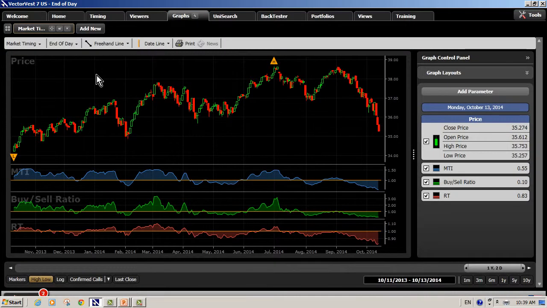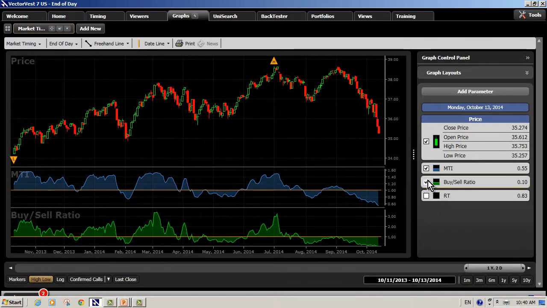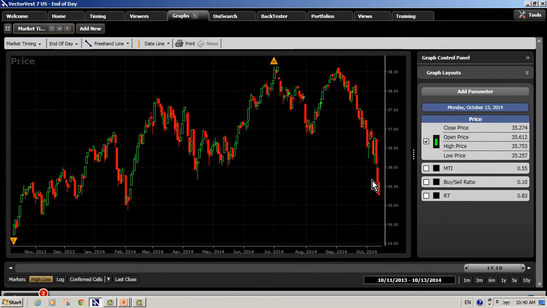Now the default market timing graph has 4 things on it, and we're just going to focus on one of them for now. Alright, so I'm just going to uncheck these other 3, and I'm going to leave what's called the VectorVest Composite, or the VVC, on the chart. This VVC is an indexed average of all the stocks that we track. It's an excellent representation of the overall market. It moves up when the market moves up, it moves down when the market moves down, and when the market just moves sideways, it moves sideways.